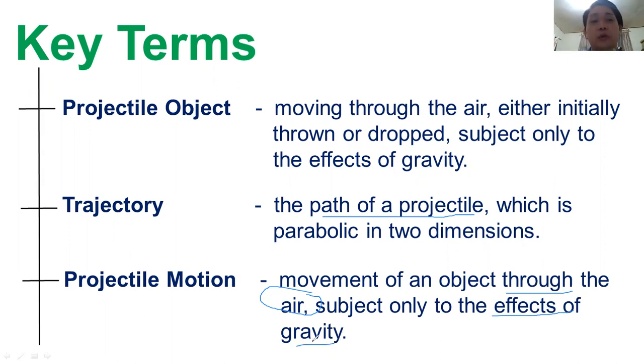So there is an effect of gravity, or gravity is a factor in a projectile motion. So again, do not forget the key terms that we have to be familiar with this afternoon: projectile object, trajectory, and projectile motion. I hope you can now differentiate, define or describe these 3 terms that I just mentioned. Okay, so I guess we are now ready for the next slide.